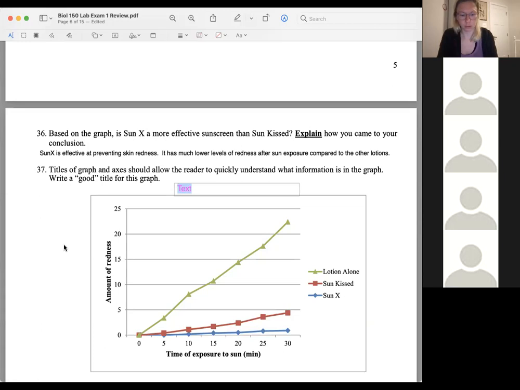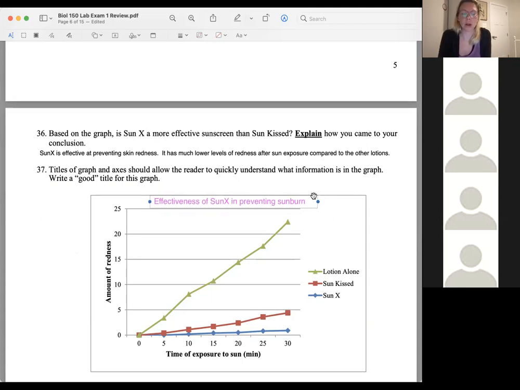Effectiveness of SunX in protecting from sunburn. Okay, so effectiveness of SunX in preventing sunburn. Yeah, that would be a good one. So I see, and you said effective versus ineffective sunscreen.